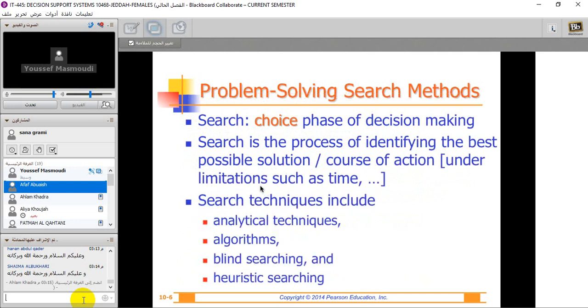Problem-solving search methods. Search, that means the choice phase of decision-making. You will search for the best solution. You will look for the optimal solution that will fit with your problem. Search is the process of identifying the best possible solution and course of action, and their limitations such as time, such as money, budget. So you will choose a specific action based on several constraints. The search techniques include analytical techniques, algorithms, blind searching, and heuristic searching.